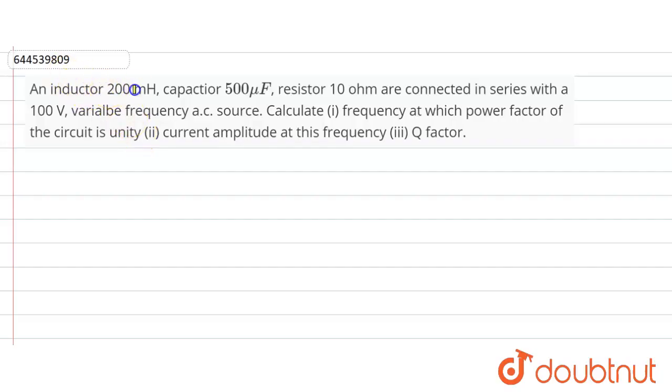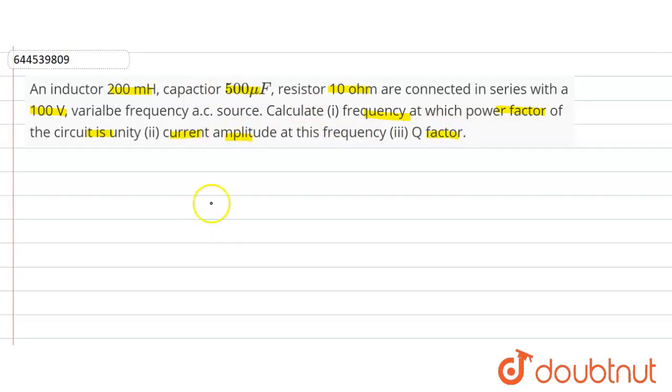Hello friends, the question is given here. An inductor of 200 millihenry, a capacitor of 500 microfarad, and a resistor of 10 ohm are connected in series with a 100 volt variable frequency AC source. Calculate the frequency at which the power factor of the circuit is unity. In the second part, the current amplitude at that frequency, and in the third part, the Q factor.